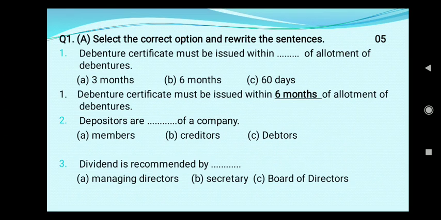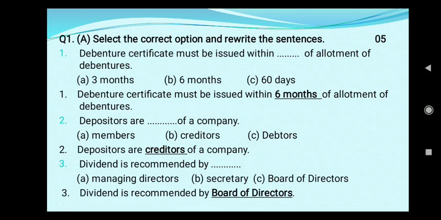Then, depositors are dash of a company. You all know that answer, correct? What is the answer? Creditors. Depositors are creditors of the company. Then, dividend is recommended by dash: managing director, secretary, and board of directors. And the answer is board of directors.